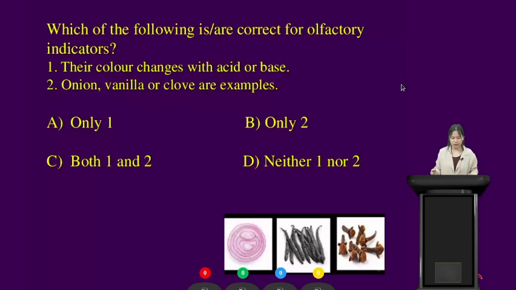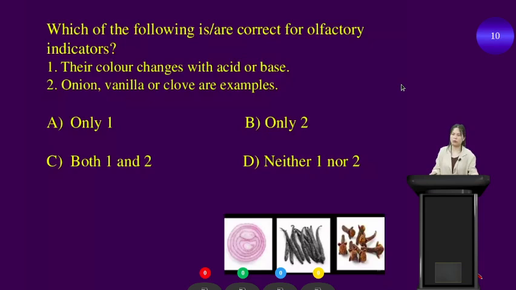Alright students, we have one more question. Please get your rough devices ready and respond to this question. The question is, which of the following is or are correct for olfactory indicators? I'm giving you 30 seconds for this question. Your time starts now. Which of the following is or are correct for olfactory indicators? One, their color changes with acid or base. Option 2, onion, vanilla or clove are examples of olfactory indicators. So which of the following options is the correct answer?